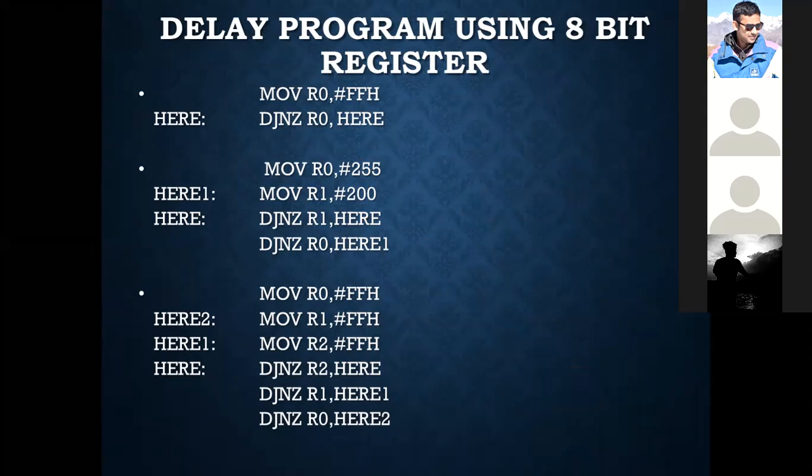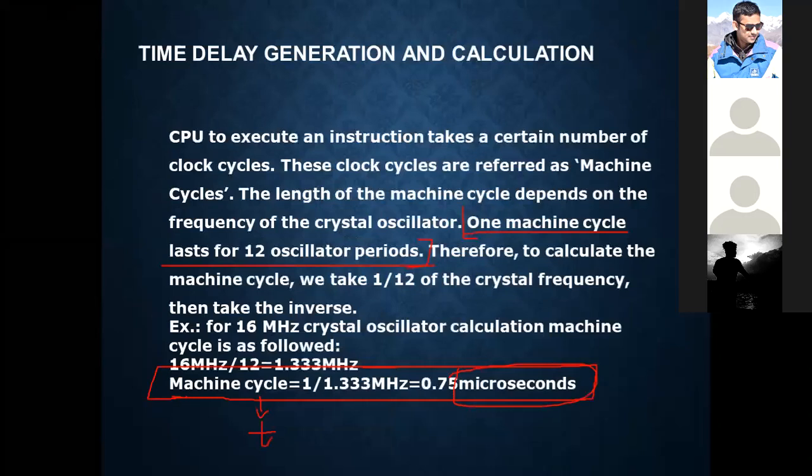So the total number of machine cycles was 255 into 2 plus 1, that is 511. Clear? Up to this? Yes, sir. Now look into the PPT: one machine cycle lasts for 12 oscillator periods. Understood? So if one machine cycle lasts for 12 oscillator periods, then for 511 machine cycles, that will be 511 by 12.